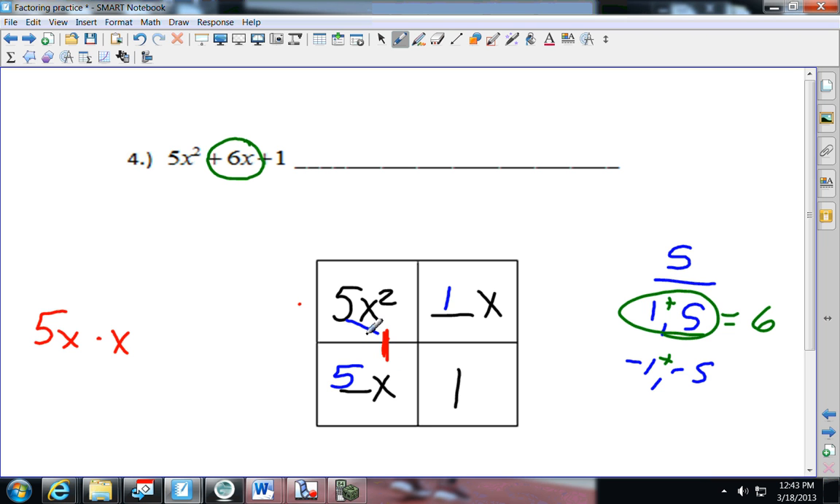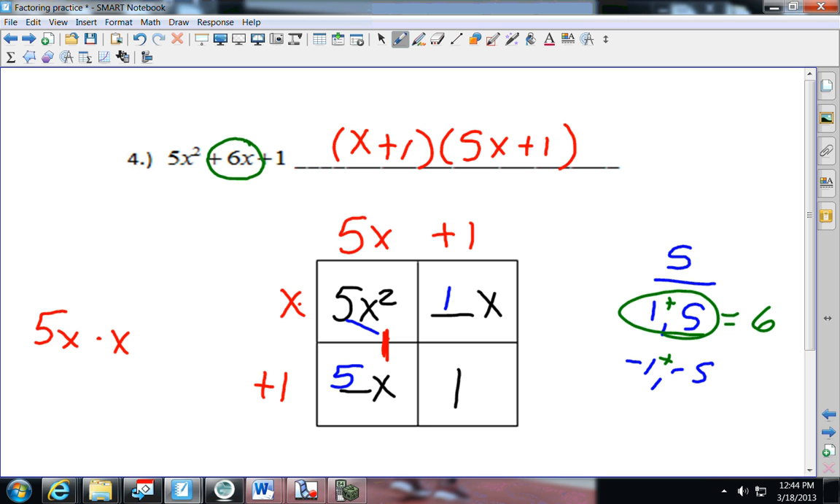Okay, so you guess and check that way, or look and see out of these two boxes, what's the GCF? Does 5 go into 5? Yes, the 5x goes up here. That means the 1x goes here. X times what is 1x? Plus 1. 5x times what gives you 5x? Plus 1. So my answer is x plus 1 times 5x plus 1. Those are my factors. That's what you should have gotten.